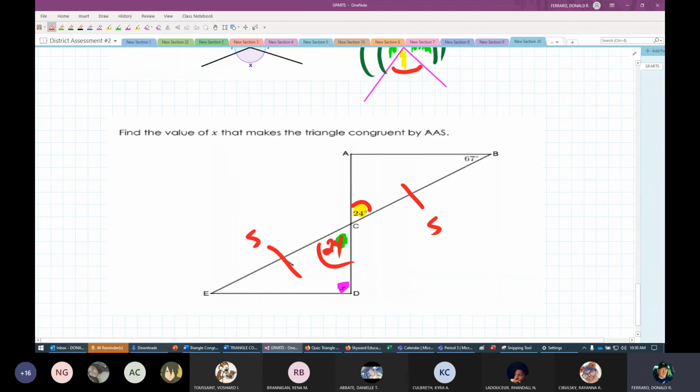What do the three angles in a triangle add up to? Who can tell me? Three angles in a triangle add up to what? What's the sum of the three angles within a triangle? Dylan, are you there? Randall. Yes.